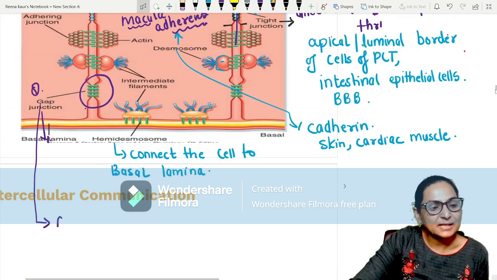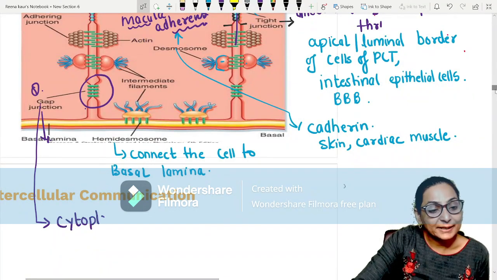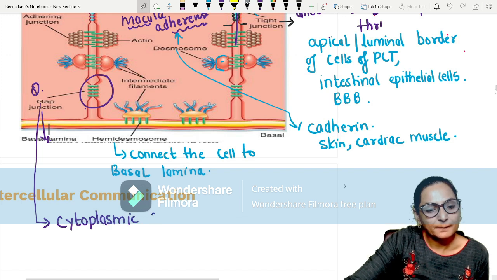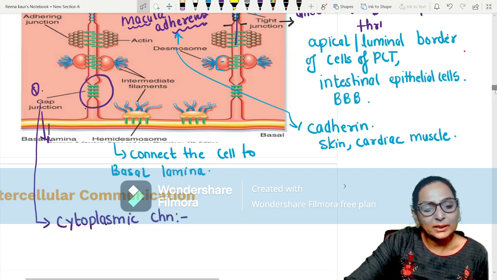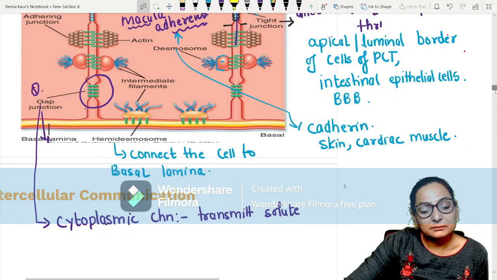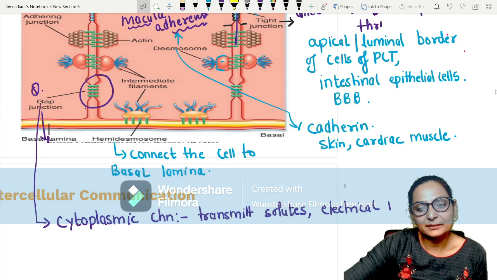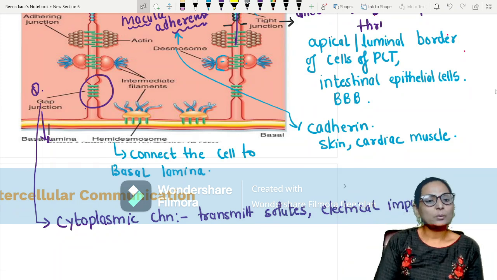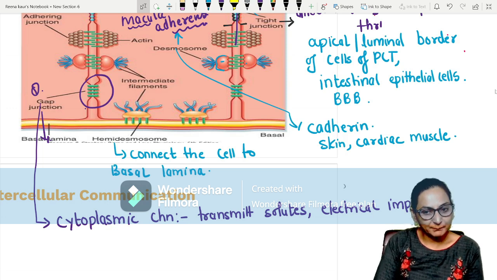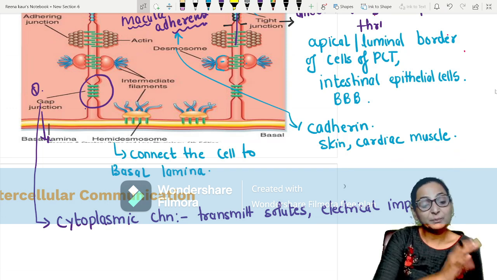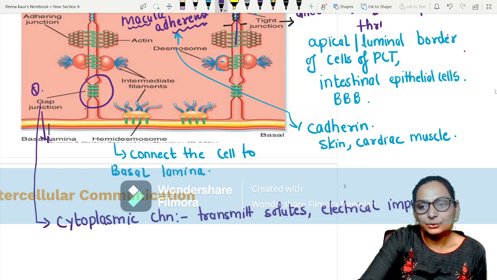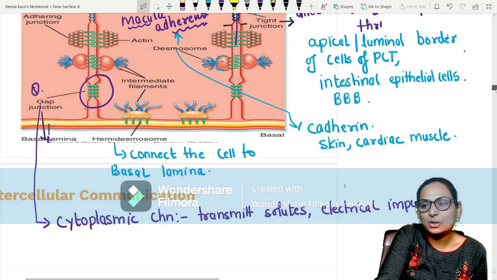The gap junctions are also called cytoplasmic channels. And they not only transmit solutes, but even electrical impulses, right? They are not only transmitting solutes but electrical impulses between two cells. And remember, they are made up of 6 subunits called connexons.